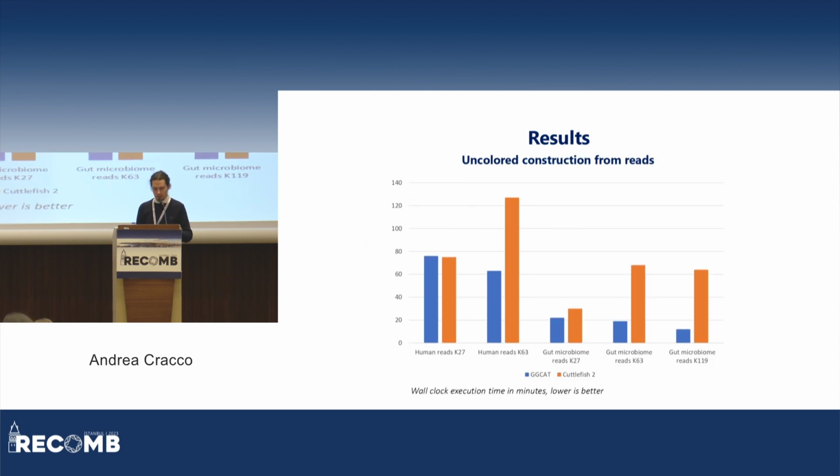Here are the results. For the uncolored reconstruction from the reads, we can see that even if for human reads the results between GGCAT and Cuttlefish are comparable for a smaller K, for larger Ks, GGCAT is clearly faster, and for the gut microbiome, for example, the difference is even greater.